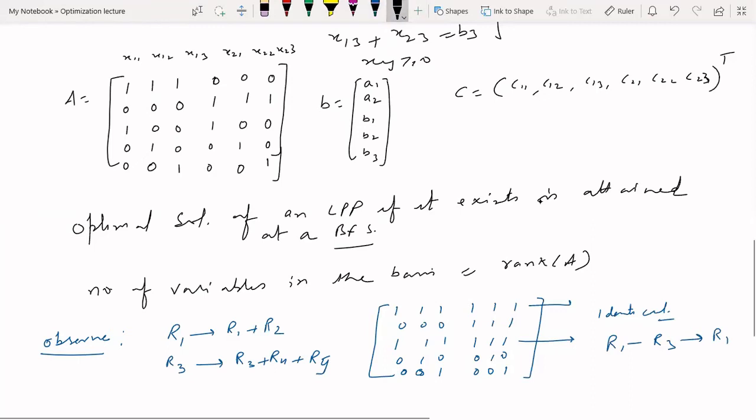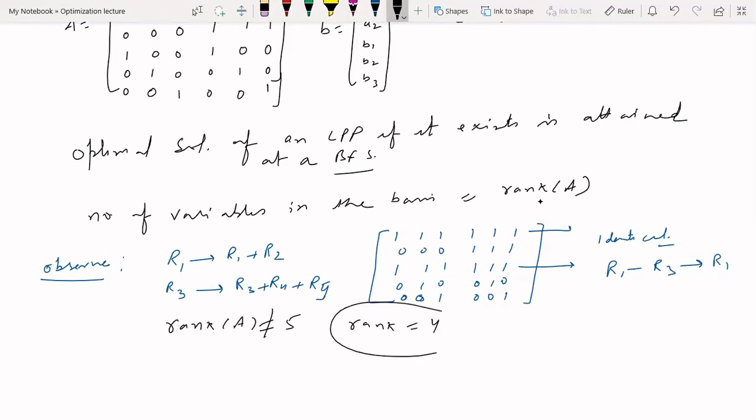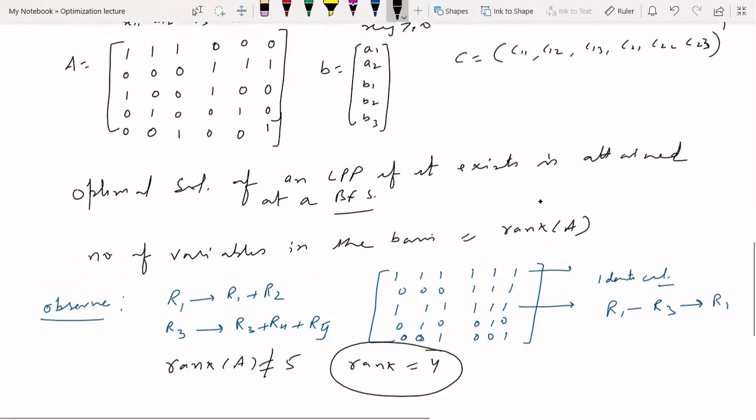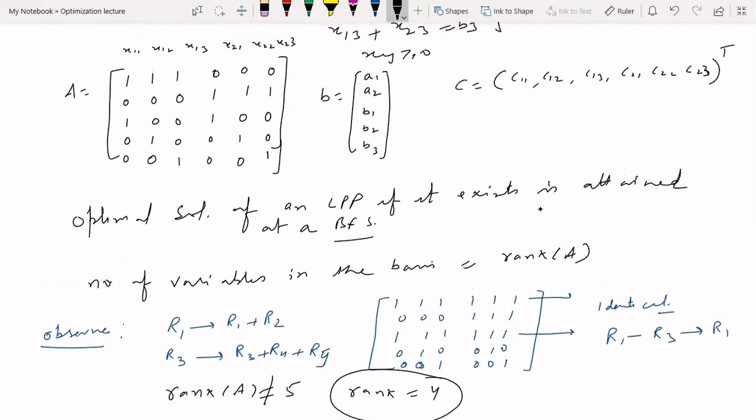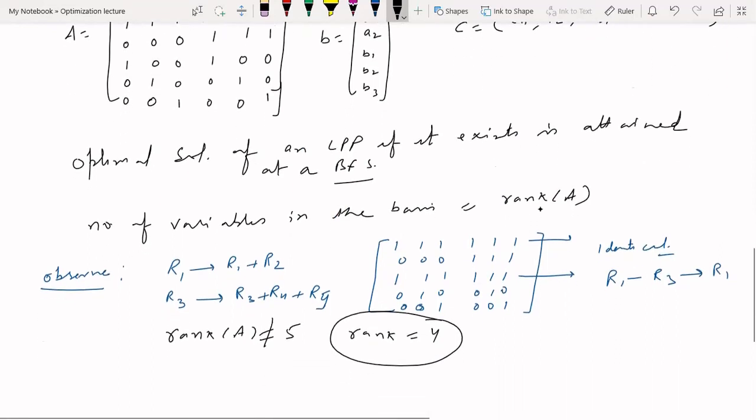So that means rank of A is not equal to 5. Rather, rank is equal to 4. Okay. So why is the rank 4? That I will leave as homework, to observe that you can find one minor of order 4 whose determinant is non-zero. Okay. So observe this thing.